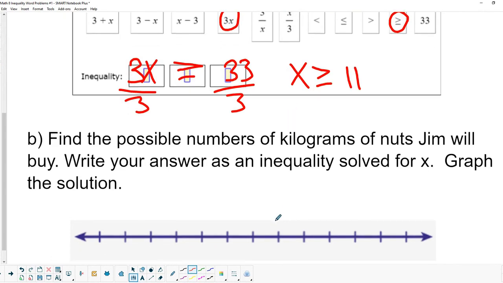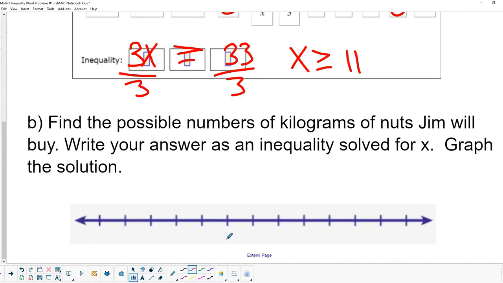So if we come down here on our little graph, we get to decide where 11 is. So we'll just say 11 is right about here. And we want to show greater than or equal to that number. So we would put a solid dot at 11 and an arrow pointing to the right. So that would be our graphed solution to this particular inequality.